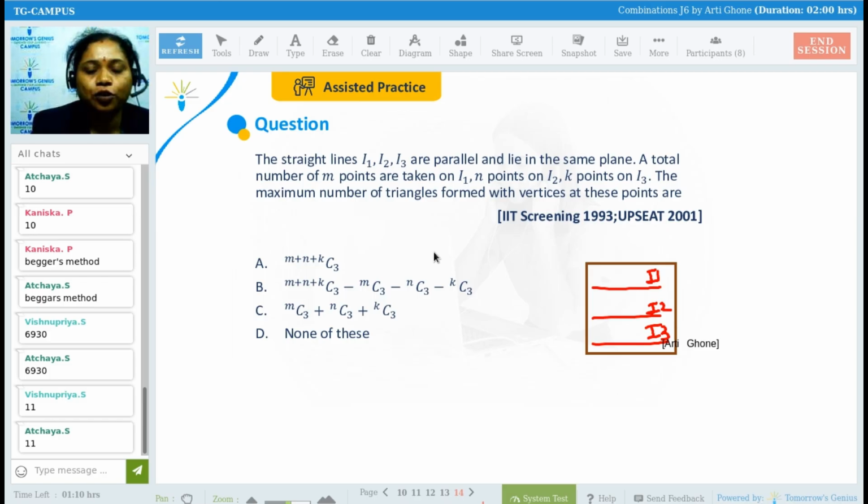Next. A total number of m points taken on line l1, n points on l2 and k points on l3. Then the maximum number of triangles formed with these vertices. Tell me the answer. You can guess the answer. And obviously this is a question that can be answered by a guessing pattern only. So guess the answer. What will be the answer for this one?